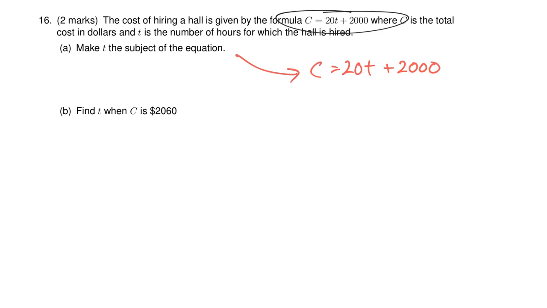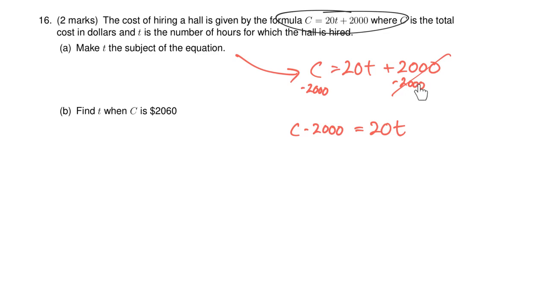So trying to get t on its own, first thing I want to do is get rid of this 2,000. The opposite of adding 2,000 is minus 2,000. Whatever I do to one side, I have to do to the other. They cancel out because they're a zero pair. Now my left hand side looks like c minus 2,000, and my right hand side just has the 20t left because this other stuff got cancelled out due to the zero pair.